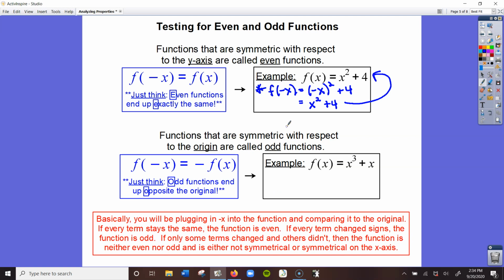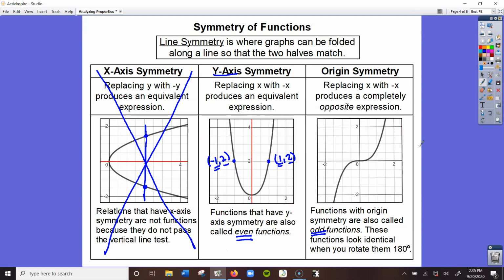Now to test whether something is an odd function, we do the exact same thing. We plug in negative x, but if it is an odd function, it will not be exactly the same. It will be completely opposite to the original. So this is how I remember odd functions: if you plug in negative x, O for odd, O for opposite. Additionally, O for origin symmetry. They all go together, right? So all O's, basically.